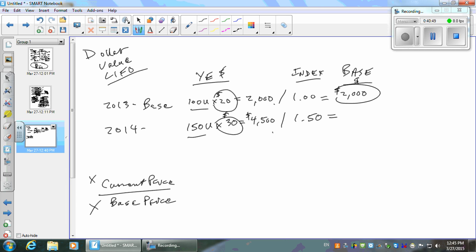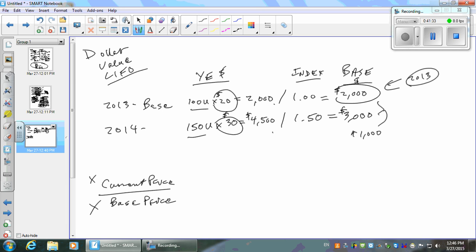Okay, so 1.5. What's 4,500 divided by 1.5? 3,000. It's 3,000, but that's in base dollars. I bet I have a new layer. So I've got this base inventory, of course, that you leave, take it times 1, fine. You got 2,000 from the base year, from 2013. That's going to be in my ending inventory. But then what else am I going to have? Another layer. How big is the layer? $1,000. Okay, so in base dollars, it's a new increment of $1,000. So I got a $1,000 increase from 2013 to 2014.